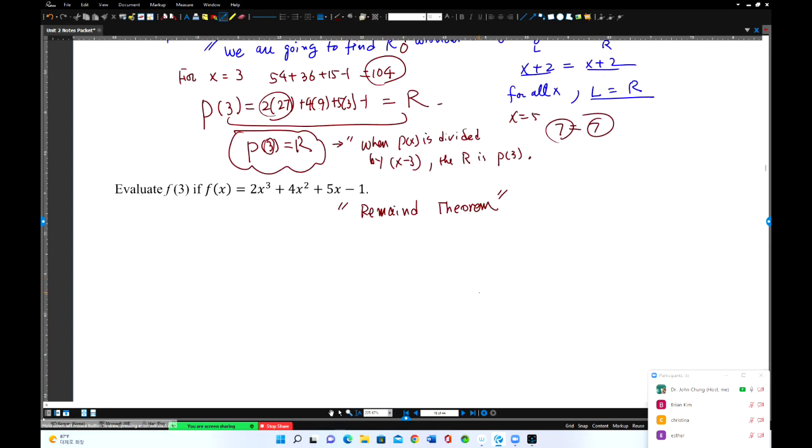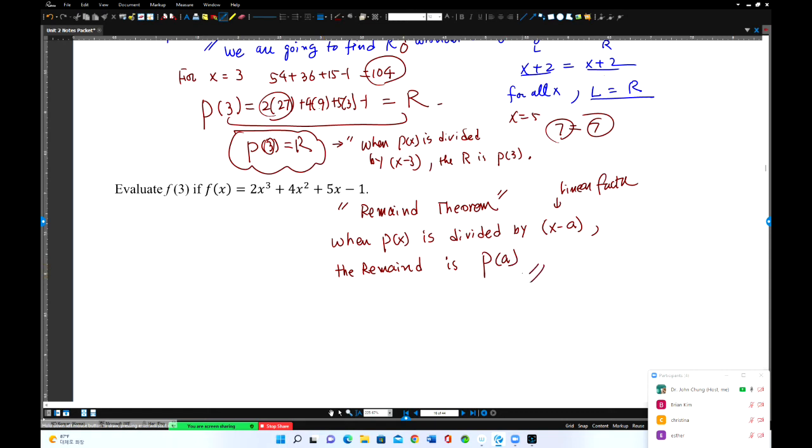What is the remainder when p of x, some polynomial, is divided by x minus 8? That's already a linear factor, okay? Not x squared, not 2x, only 1x. Only a coefficient of 1, x minus 8. This is a linear factor. When p of x is divided by x minus a, the remainder is always p of a. That is the remainder theorem. You have to memorize this one.